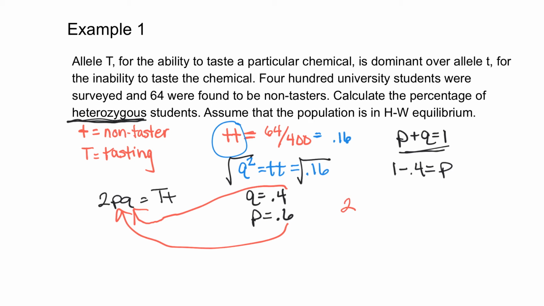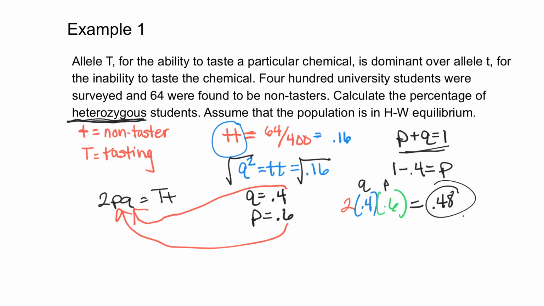So 2 times 0.4 times 0.6 equals, and remember, 0.4 corresponds to Q, and 0.6 corresponds to the P. So what do we get? We get 0.48. And so that's our answer, right?